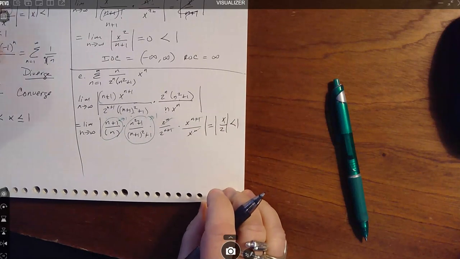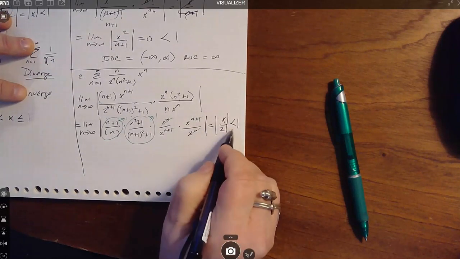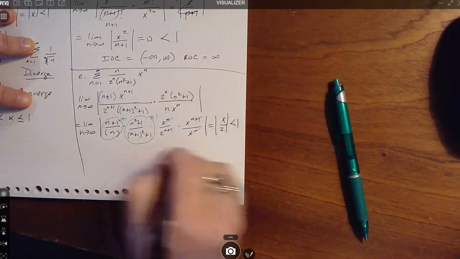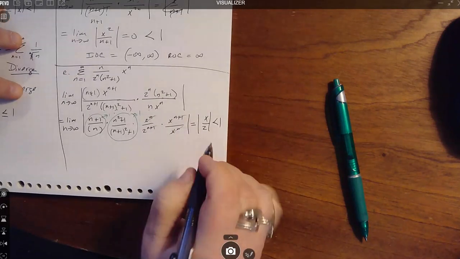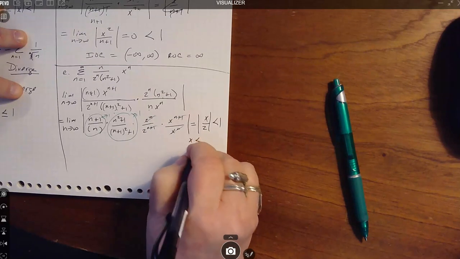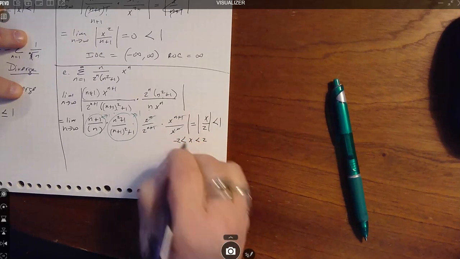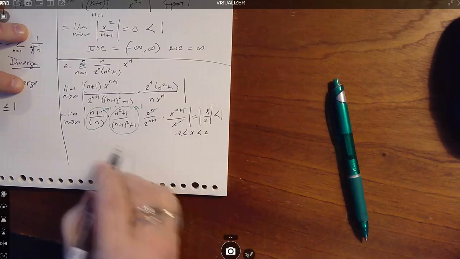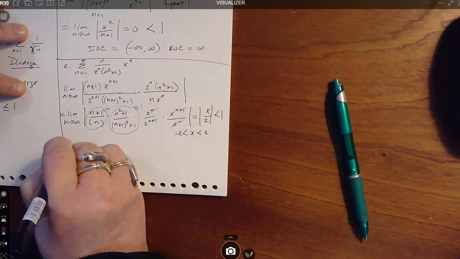I don't know if I can get all this in here. The absolute value of x over 2 is less than 1, which means my interval of convergence so far, I know that x has to be between 2 and -2. So let's plug these endpoints in and see what happens.